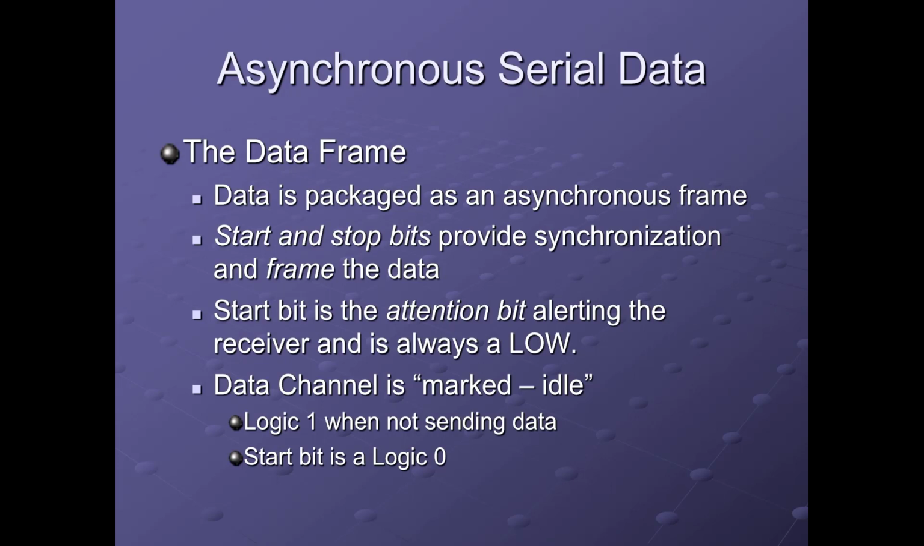So what is the data frame? It's a character or a meaningful string of bits which is framed by the synchronization bits, and specifically the start and stop bits. The stop and start bits provide the synchronization in the frame. They tell the receiving end when to start. They tell it when the last information bit has been received and it's time to stop. The start bit is the attention bit alerting the receiver, and it's always a low. When the data channel is idle or paused, and it's waiting for a next information bit to come, it's in what's called a marked idle state. This means that it's a high when it's not sending data. And the start bit is always a logic 0 or goes low.